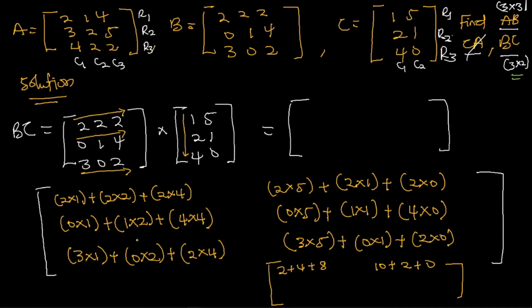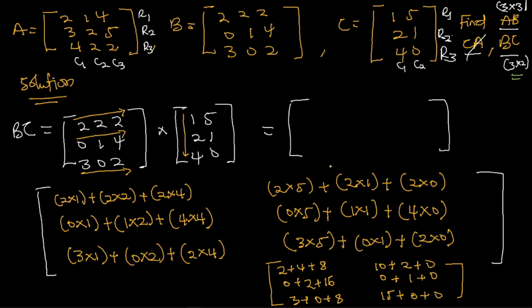So if I multiply this by this, I'm going to get 0, then plus 1 by 2, I'm going to get 2, then plus 4 by 4, I'm going to get 16 over here. Then 0 by 5, I'm going to get 0, plus 1 by 1, I get 1, then plus 4 by 0, I get 0. So for the third row, I get 3 by 1, I get 3, then plus 0 by 2, I get 0, then plus 2 by 4, I get 8. Then I have over here 3 by 5, I get 15, plus 0 by 1, I get 0, then plus 2 by 0, I get 0.